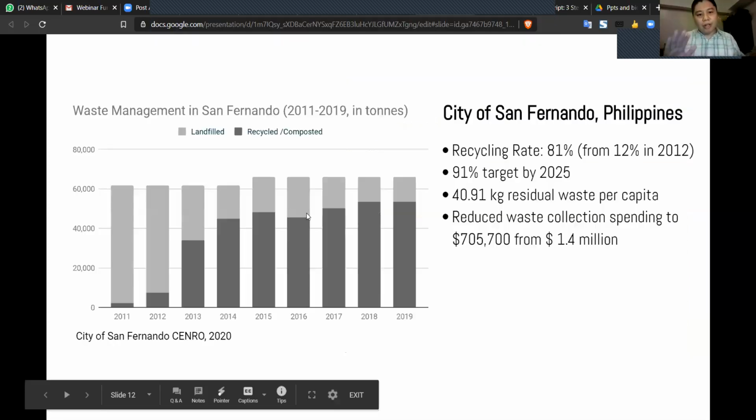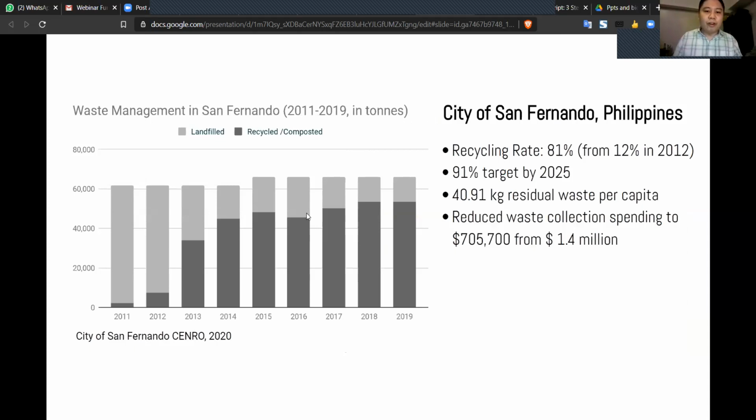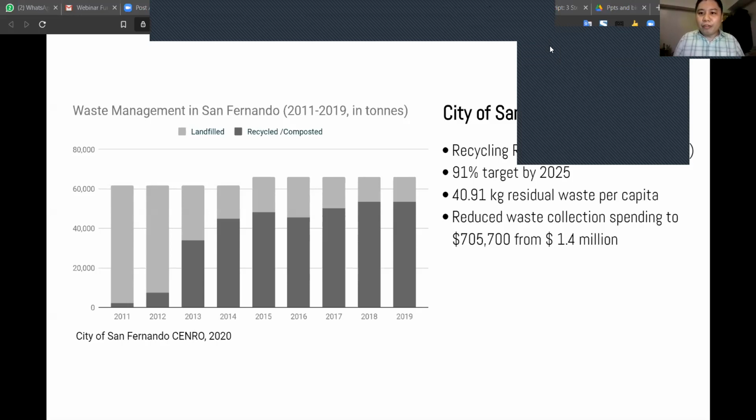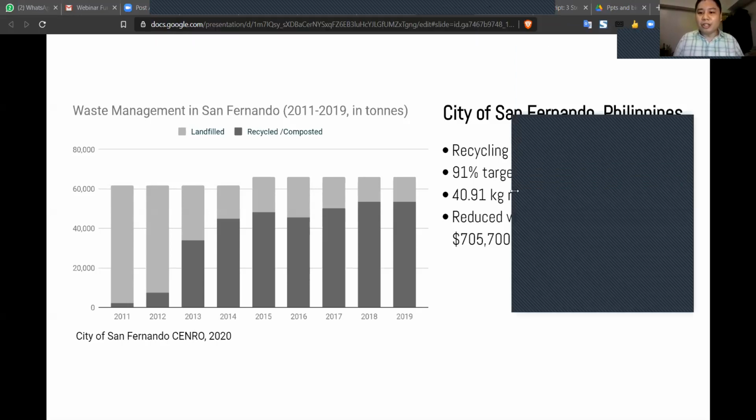And just to show you how it was able to improve on its waste management by introducing a zero waste system. So back in 2011, 2012, the waste management is really based on a collect and dump system, where you just collect everything, all the mixed waste, and then put it in a landfill. And then they partnered with Mother Earth Foundation, and that's the time they were able to adopt or introduce a zero waste program. And because of that, they were able to not just increase their recycling rate, but also reduce the collection spending from 1.4 million to around 700,000 US dollars.